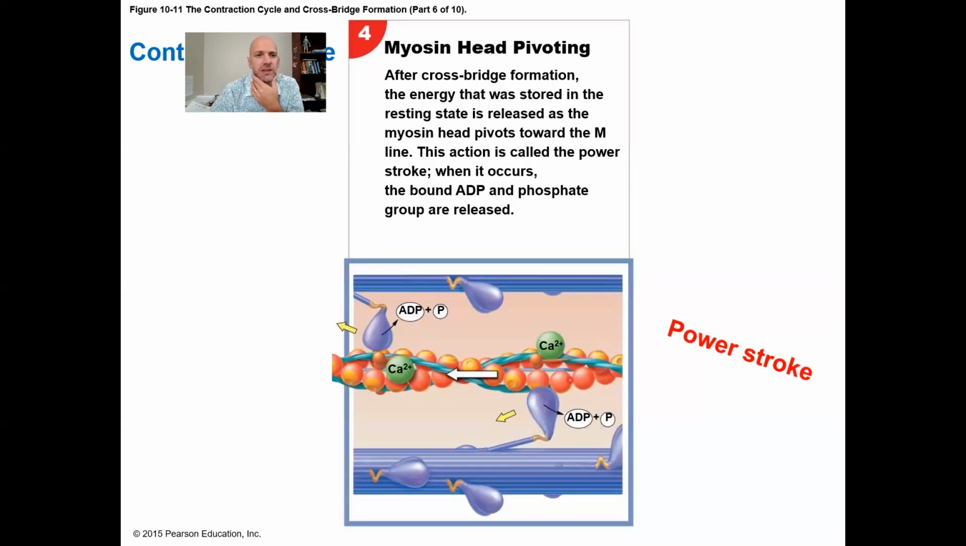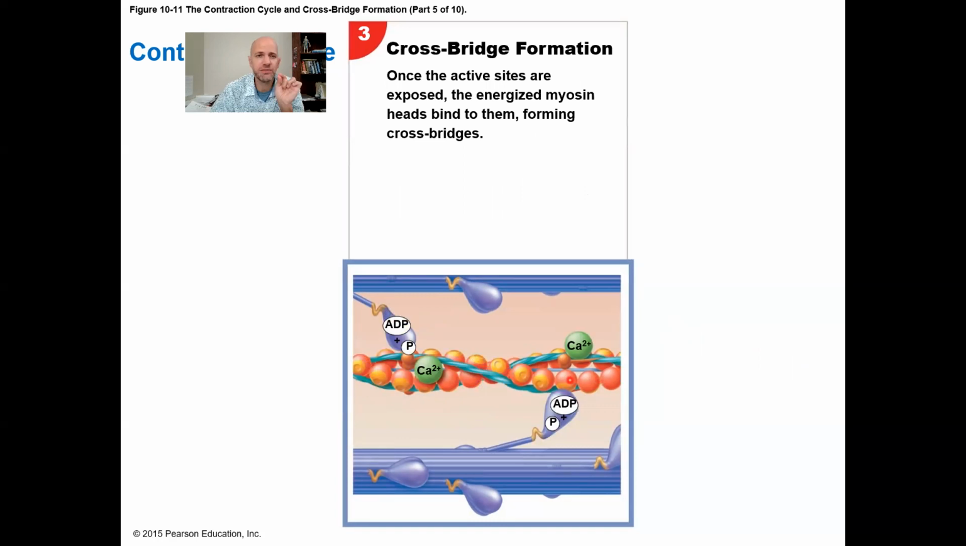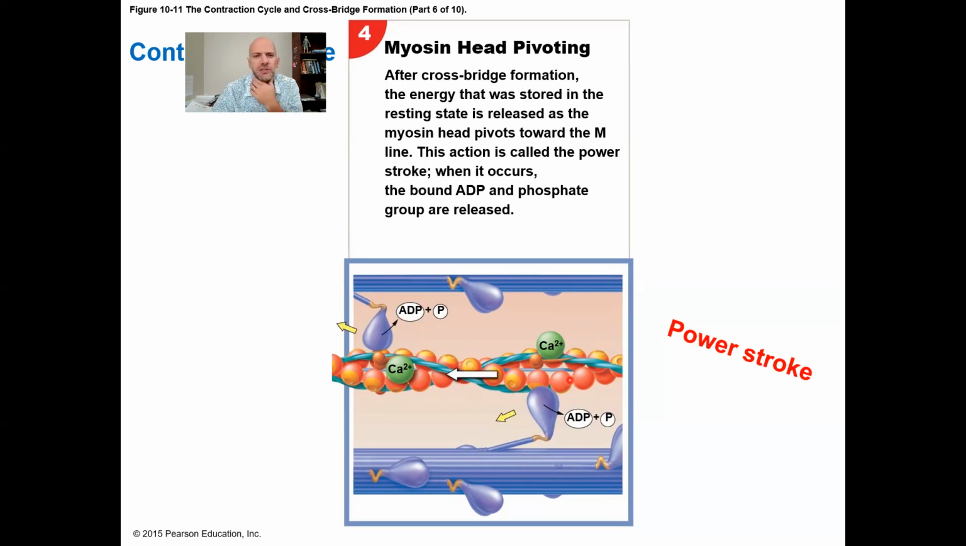And you can see that the red actin filament has now been pulled slightly to the left. That's called the power stroke. That's just one myosin head group pulling on the actin, so that force is very weak. But if you combine it with hundreds and hundreds of other myosin heads, then it becomes strong. So that's called the power stroke.